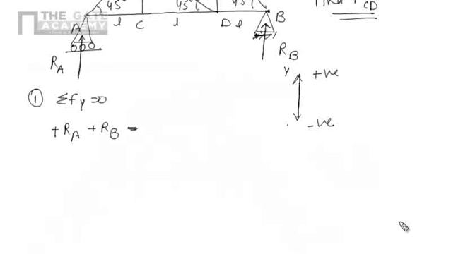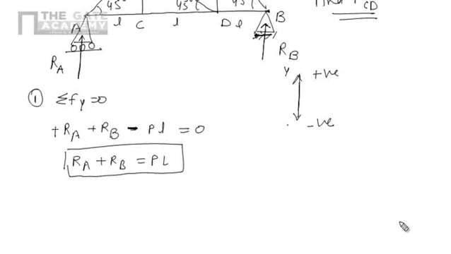So total load will be P into L. It is acting in downward direction, so negative, equals to 0. So RA plus RB equals to PL. This one is the first equation we are getting, by the condition that the algebraic summation of all vertical forces should be 0.